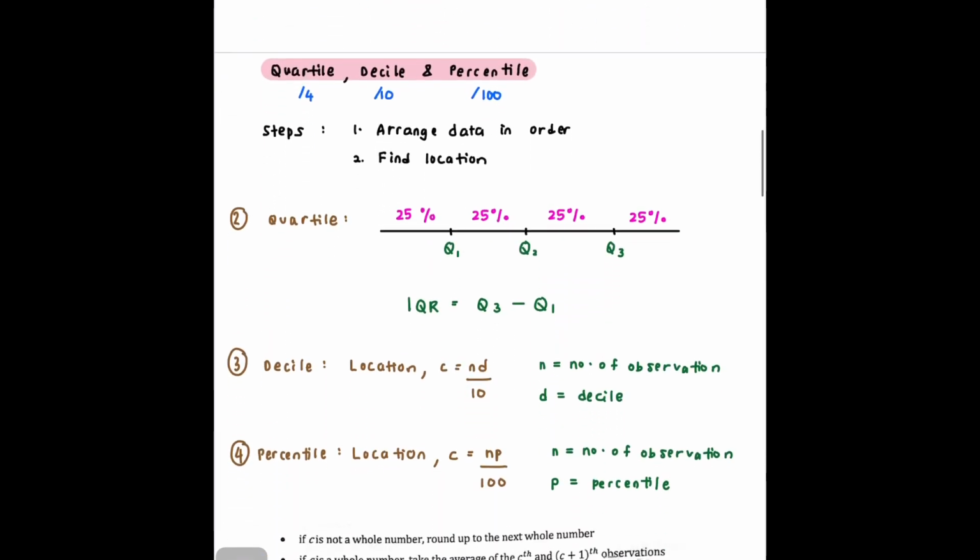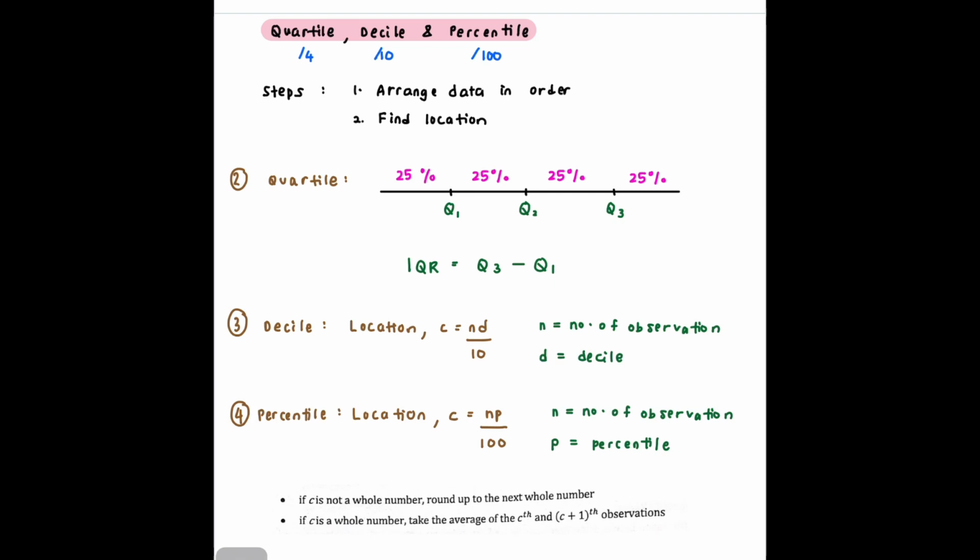Alright, the second part, we are going to learn about quartile, decile and percentile. Okay, what are these three things? Quartile comes from the word quarter, meaning that you divide the data into 4 equal parts. Quarter.